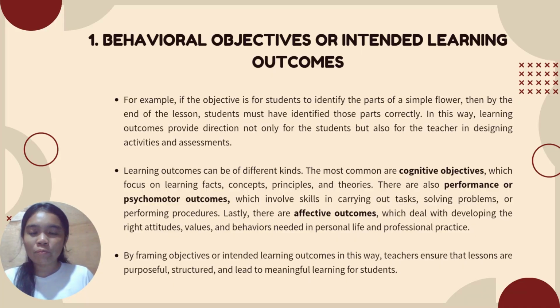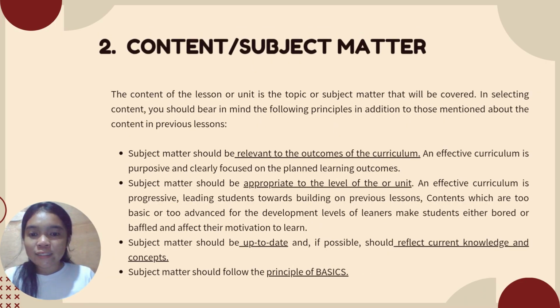So, an example of an outcome is the objective: at the end of the lesson, students can identify the parts of a flower. That objective shows a clear goal that can be measured. This is the topic that will be taught. So when we see content or subject matter, it is the topic that teachers will teach. So it must be related to the learning outcomes, suitable for the students' level, and updated with new knowledge.